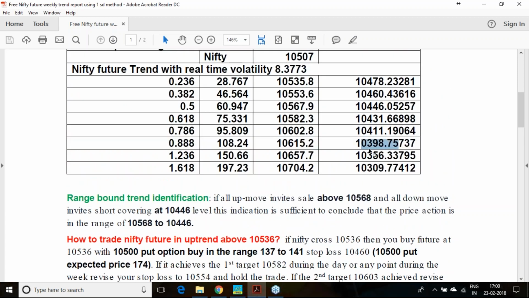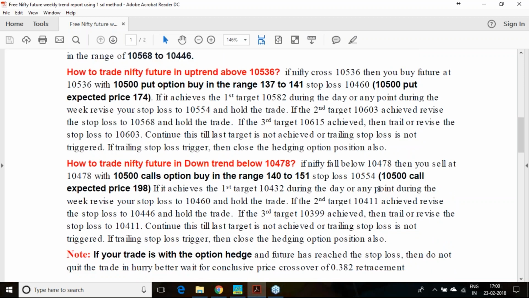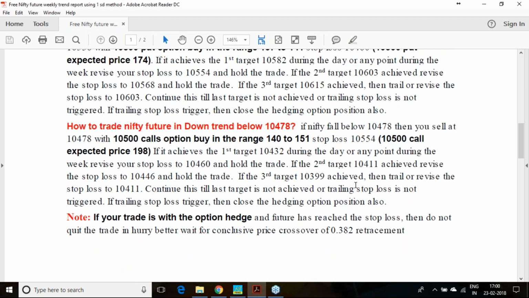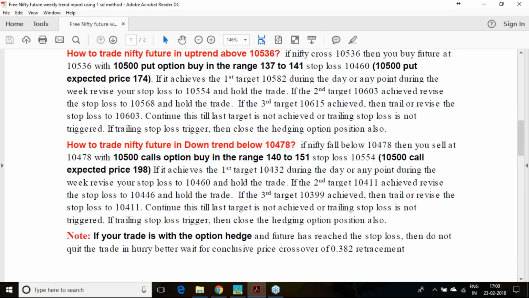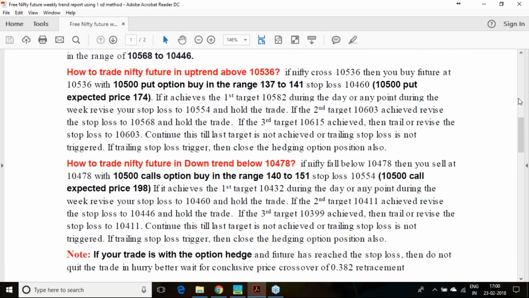So this is how you can follow the same process for trailing the stop loss. First target achieved, trail your stop loss to 10,460. Second target achieved, trail your stop loss to the 0.5 level, which is 10,446. Third target achieved, trail your stop loss to the second target. And once you are closing the trade, you should close the hedging component also. Hedging we are taking in case the trade becomes a failed trade or the stop loss happens, then a part of the stop loss we are able to recover.